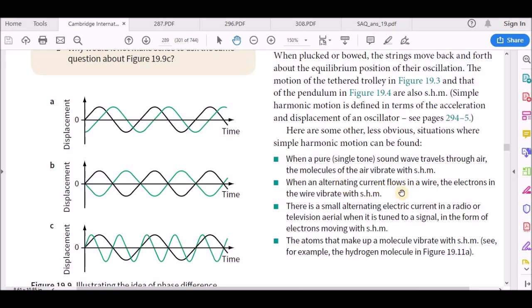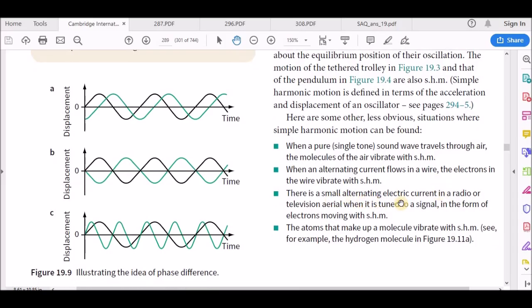When an alternating current flows in a wire, the electrons in the wire vibrate with simple harmonic motion. You have learned for electricity, AC and DC, alternating current and direct current. So in alternating current, what happens? The electron moves backwards, forwards, like that. Okay, so there is an example of simple harmonic motion for the electron.